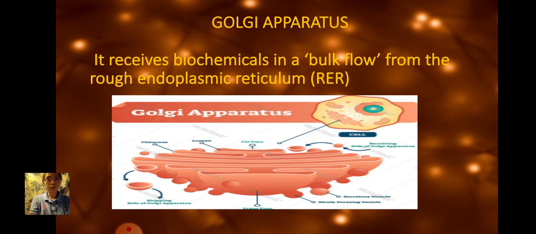Golgi apparatus. It receives biochemicals in a bulk flow from the rough endoplasmic reticulum. The Golgi apparatus is responsible for transporting, modifying, and packaging proteins and lipids into vesicles for delivery to targeted destinations.